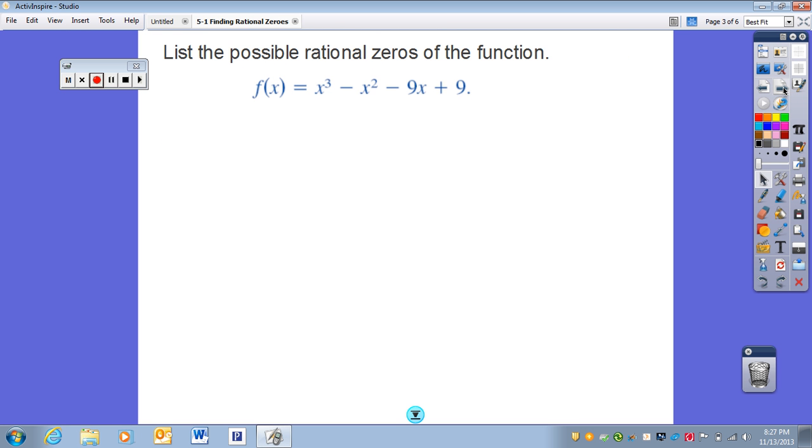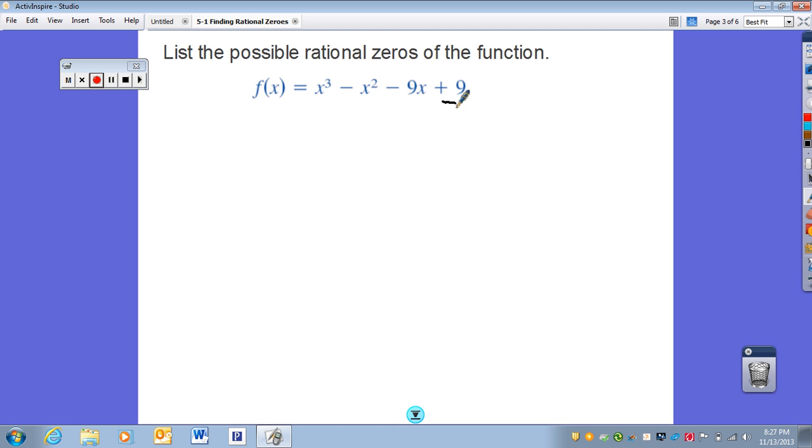So here's our first polynomial. We have x cubed minus x squared minus 9x plus 9. When we take a look at that polynomial function, the first thing that we want to notice is that it is written in standard form. Then secondly, what we want to make sure is that all of the coefficients are integers. Now what we're going to do is find all the factors of the constant term. So the constant term is 9, and so I want to find all the factors of 9.